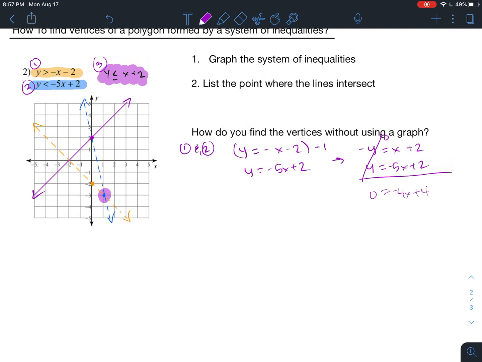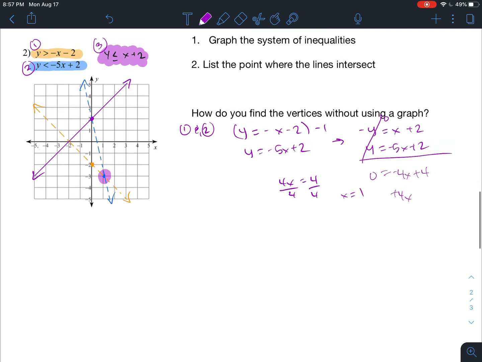Okay, and then what we can do is we can subtract 4. Actually, we can add 4x right there. So if we add 4x, then we're going to get 4x is equal to 4, divide by 4, divide by 4, and so x is equal to 1.